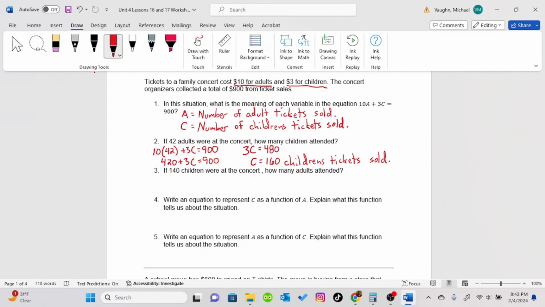Number 3. If 140 children were at the concert, how many adults attended? So this time, we're going to substitute 140 in for C. So we've got 10A plus 3 times 140 equals 900. We multiply 3 times 140 and we get 420.